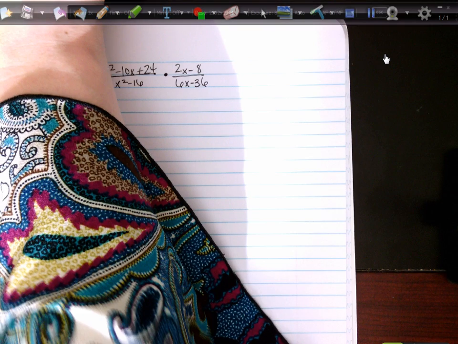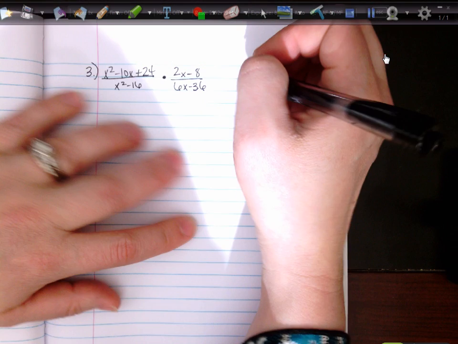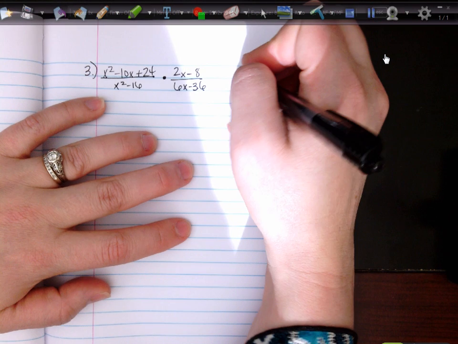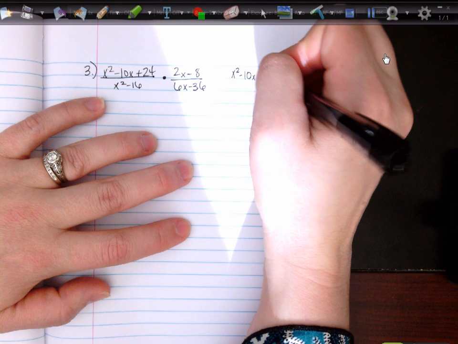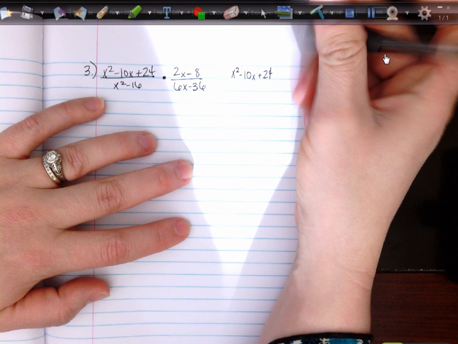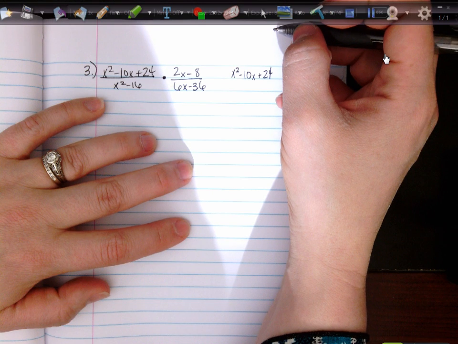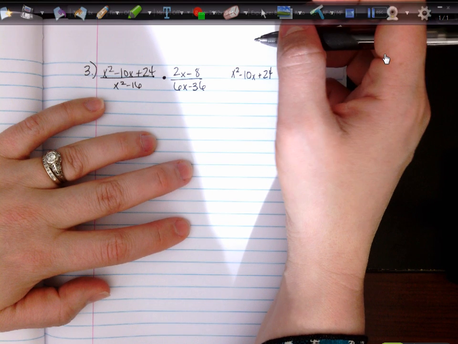We're going to look at the numerator of the first fraction first. So we have x squared minus 10x plus 24. There is no GCF to be factored out between x squared, 10x, and 24.